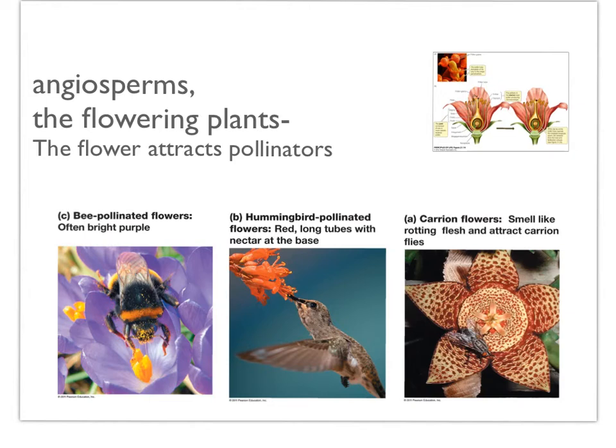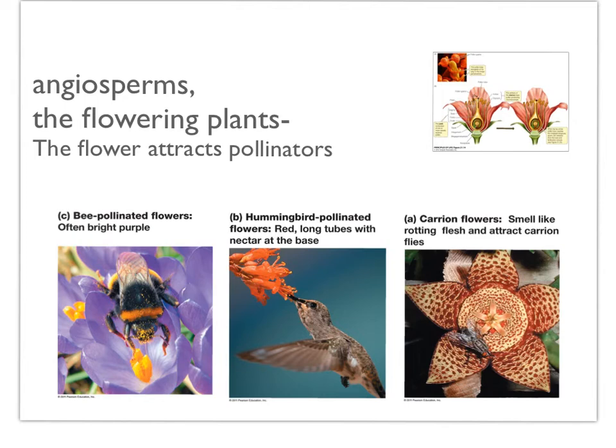Often for bee-pollinated flowers, often bright purple. For other insects, other colors. Usually not long corolla tubes, but some do because they're pollinated, let's say, by butterflies, which have a long proboscis, or moths.